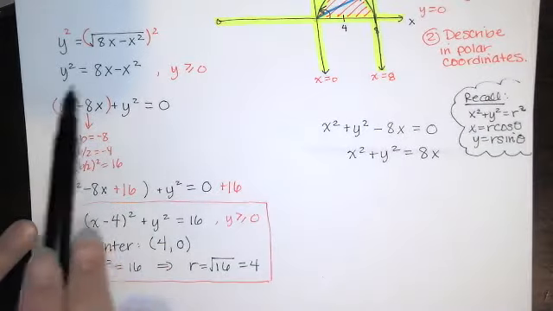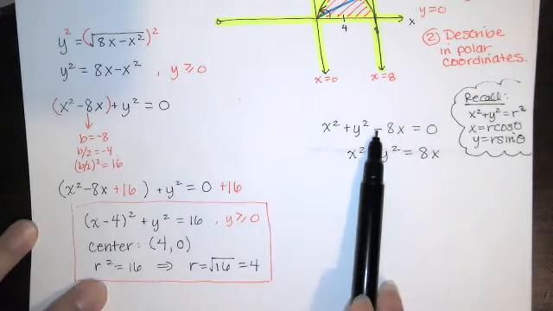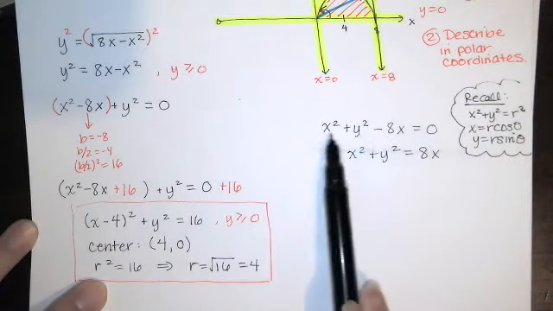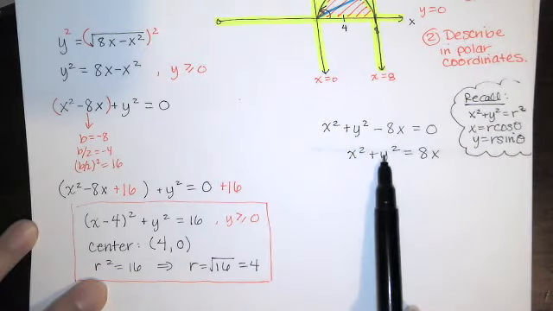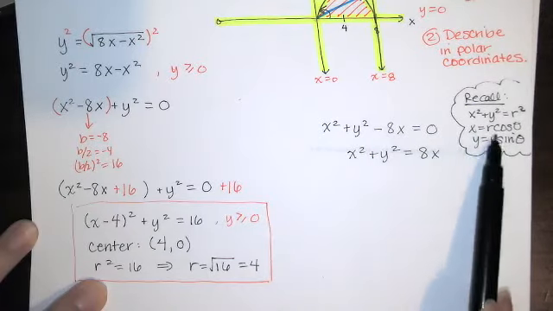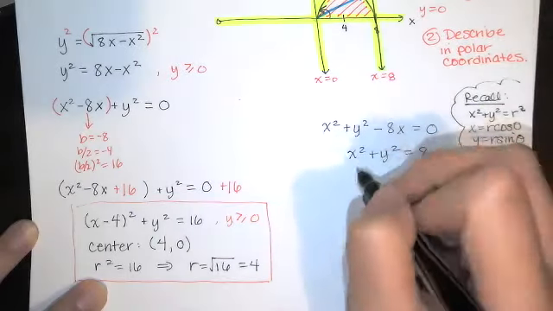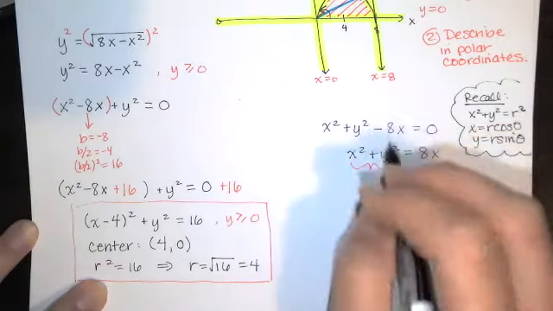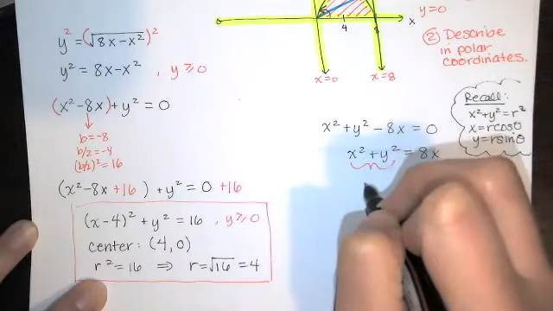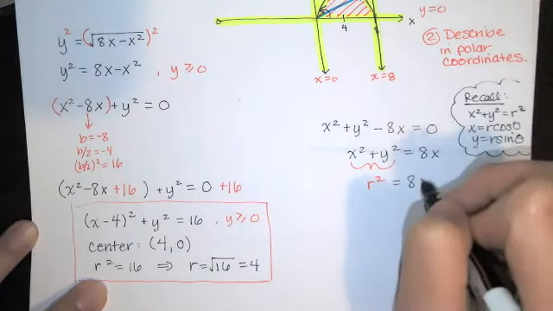But I'm taking this and I'm trying to make it look like this. That's why I grouped that x squared plus y squared together, because I knew if I did, I'd be able to replace it with r squared. And that 8x I moved to the other side because I wanted that r cosine of theta on this side. So now I'm going to substitute because my goal is to get rid of the x's and y's and go to r's and thetas. I've got r squared equals 8 times x, and x is r cosine of theta.